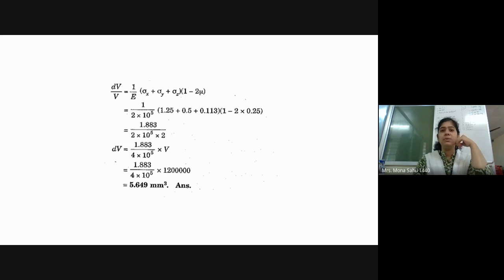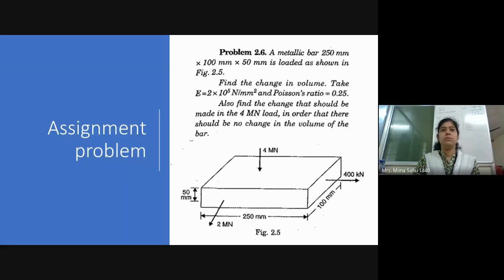Anyway, so you guys are done with the problem. Did you get the answer? Okay, so now this is the homework problem that you'll be doing. The only change here is that 4 meganewton is a compressive force, and here it's given in Newton per mm square. Everything else is in mm. So please convert kilonewton into Newton by 10 power 3, and meganewton into Newton by 10 power 6. Then the procedure remains the same.